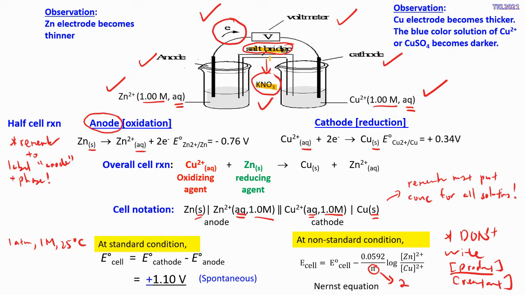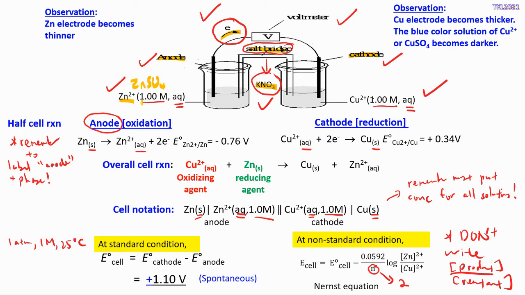You must label the words salt bridge and also give one example, KCl, KNO3. Another one is you must show the direction of the electron. Then label which one is anode, which one is cathode. Next, you must label the solution. Here I just use Zn2+. If the question gives ZnSO4, then you write down ZnSO4.